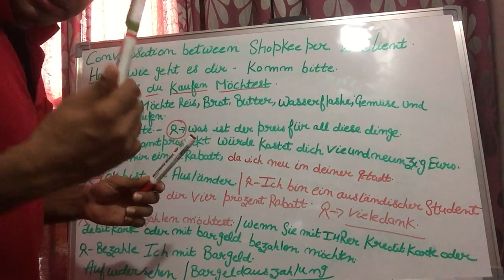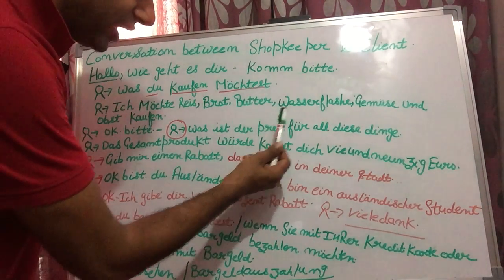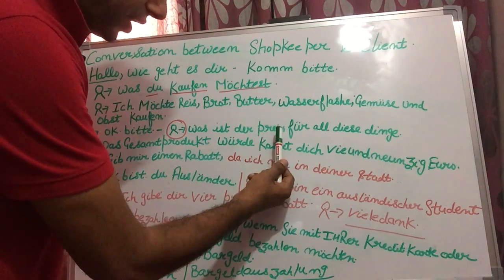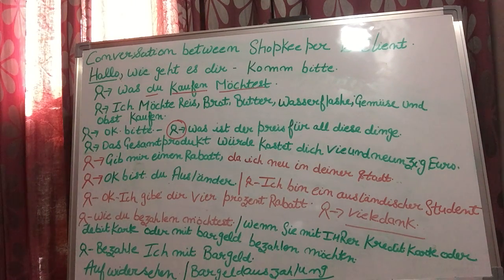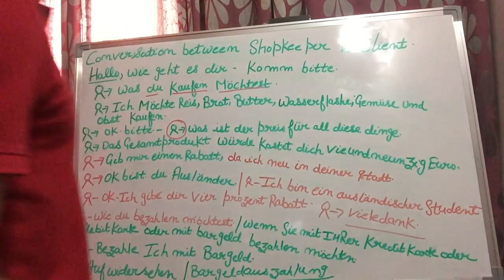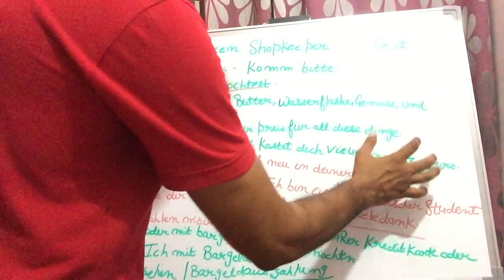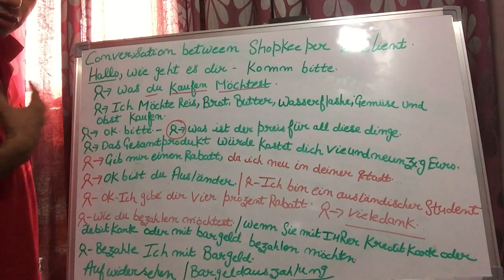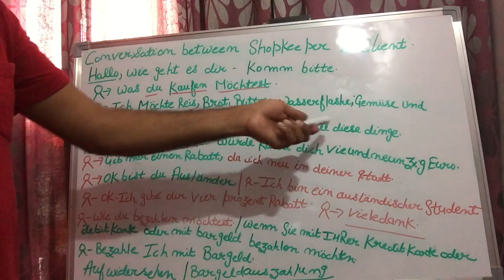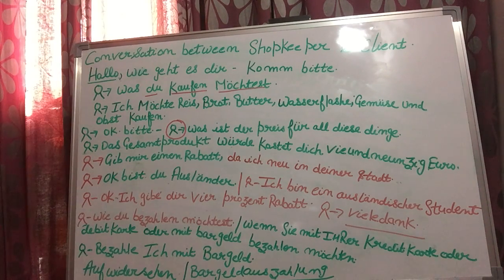Because he's a client, he's asking, was ist der Preis für all diese Dinge? It means, what is the price of all these things? Basically, Preis is price, für is for, all is all, diese is these, Dinge is your things. So the shopkeeper is saying, okay, bitte, and the client says, was ist der Preis für all diese Dinge? What is the price of all these things? Is that clear to you?